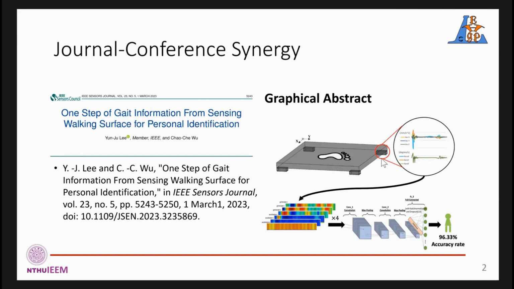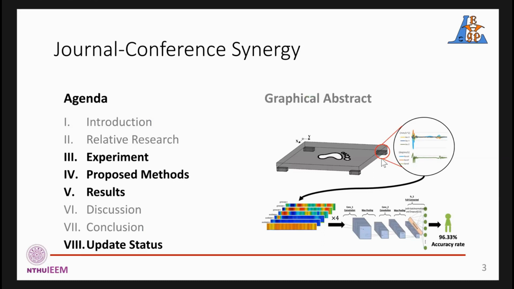Since it's a journal conference synergy, this talk has been published. So here is the information related to this paper. Today, I will mostly focus on the experiment and the proposed method results, and most importantly, I would like to talk about our update status, because the rest of the information you can find in the paper. So here is the graphical abstract.